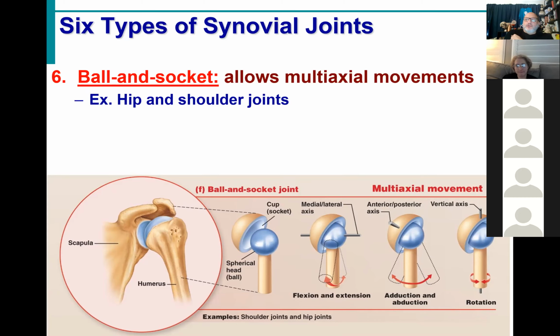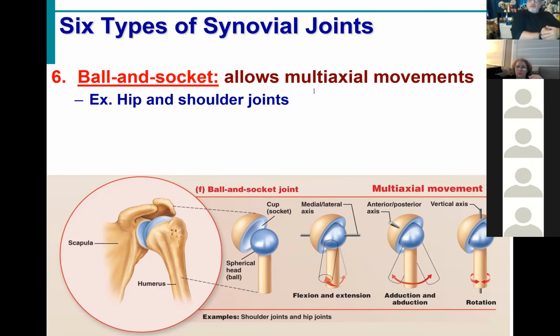We've talked about the shoulder one already. The head of the humerus sits in the glenoid cavity, and that's what we see here in this picture. This ball and socket allows the most movement. Notice it allows multi-axial movement because, as we talked about, I can raise my arm up and down, left and right, everywhere in between, but it also allows for rotations as well.